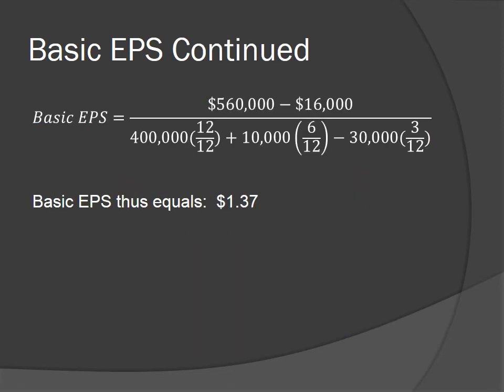Filling in the formula for basic EPS from the information on the previous slide, we easily solve for basic EPS, which equals 1.37. The next couple of slides we will discuss how to calculate diluted EPS.